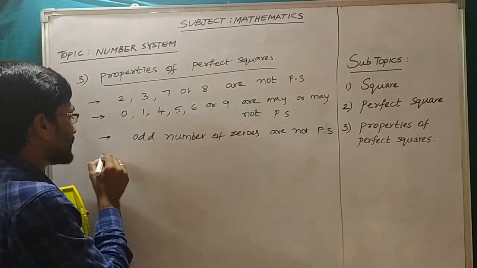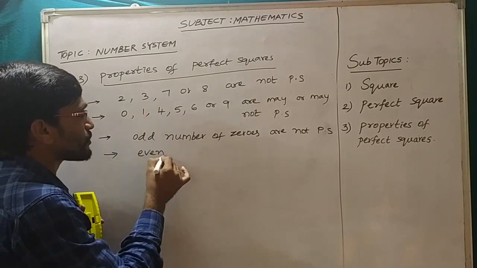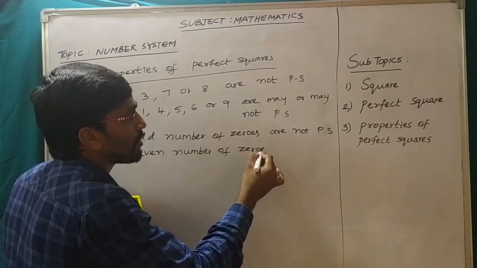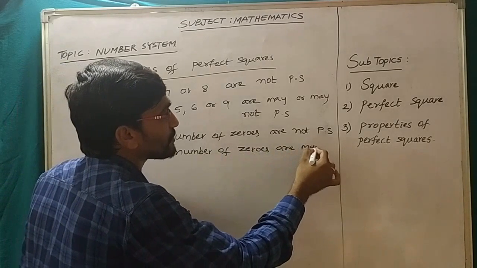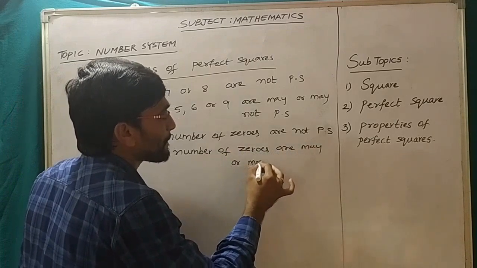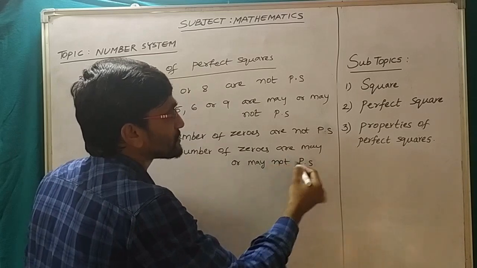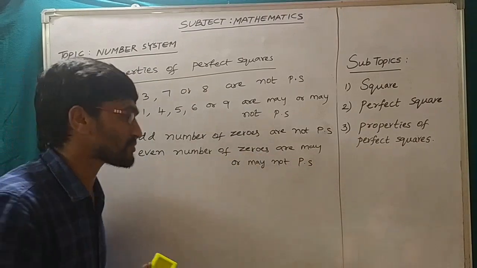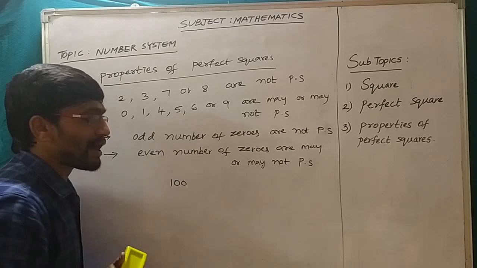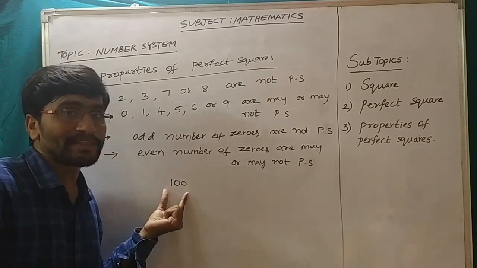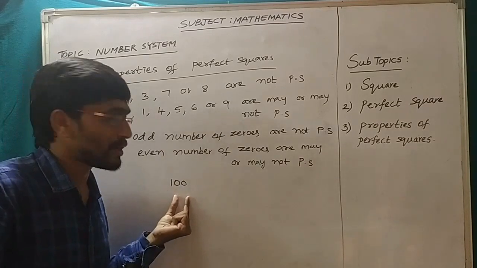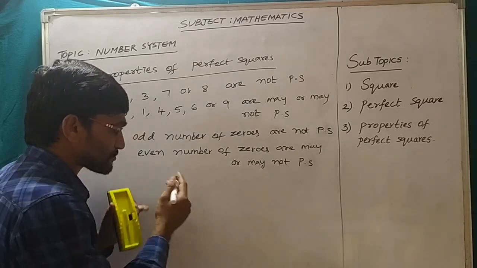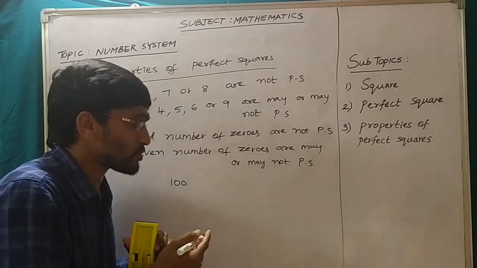Next one is the numbers ending with an even number of zeros. The numbers ending with an even number of zeros may or may not be perfect squares. Suppose we consider 100. 100 ends with 2 zeros, and 2 means an even number, so it is ending with an even number of zeros. So it is a perfect square. Sometimes it is a perfect square, sometimes it is not.